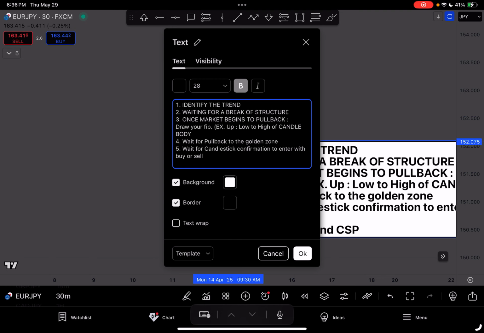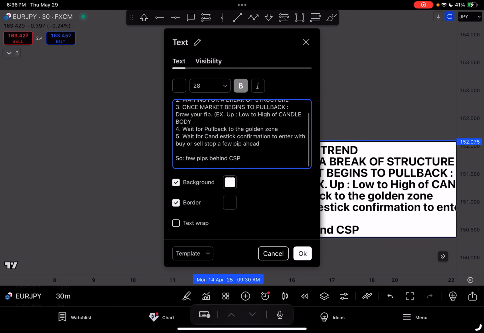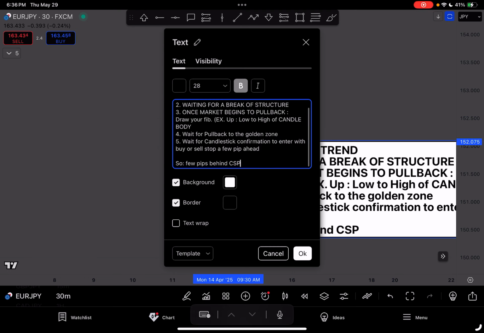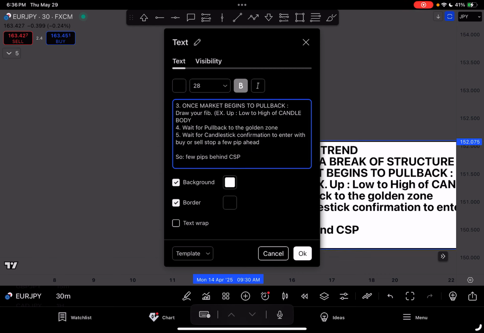Buy or sell stop, right? A few pips ahead. And then your stop loss is a few pips behind the candlestick pattern. We're talking about this like 2 to 4, literally, nothing crazy. Like a point or two if you're on indices.